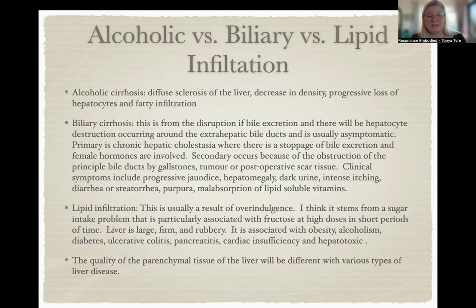Secondary is when we actually see something structurally obstructing the bile ducts, like gallstones, tumors, postoperative scar tissue, those kinds of things. When these things get bad enough, we start to see symptoms like jaundice, hepatomegaly, dark urine, intense itching, diarrhea, floaty white poops, purpura, which is like bleeding out in the tissue, and malabsorption of your lipid soluble vitamins. Things are really serious when it gets to this point.